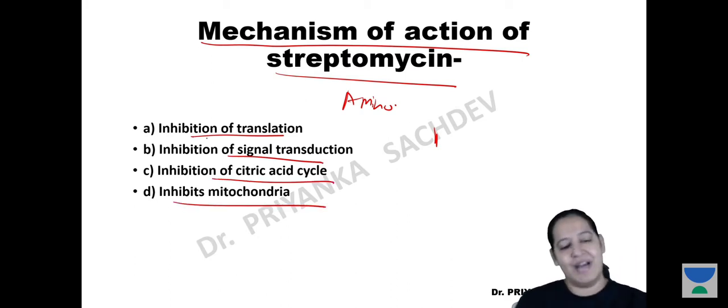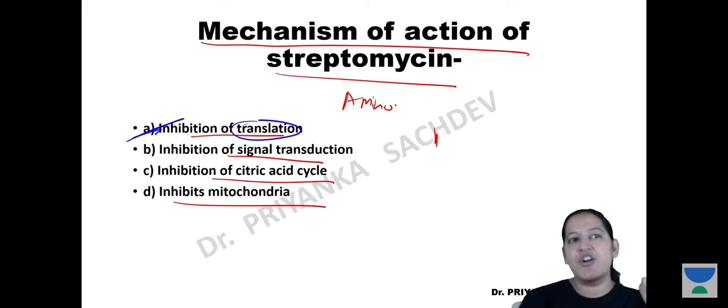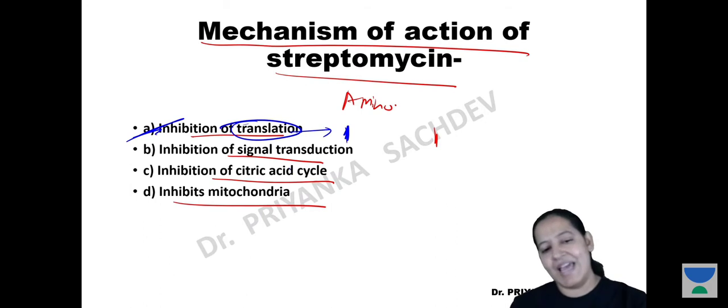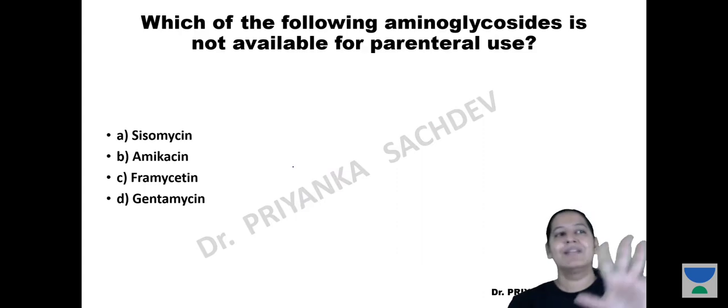Very funny question and easy question. So it inhibits translation, the protein synthesis. Which step of translation? Step number 1. So the correct answer here is A. You all are right. Very good. This is the next question in front of you.